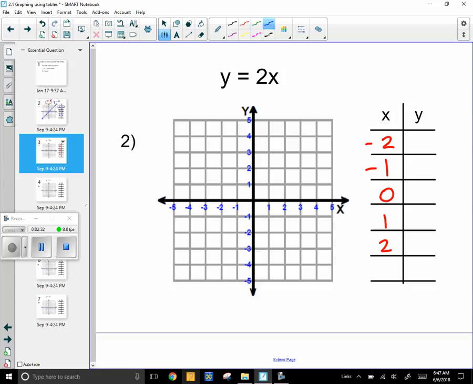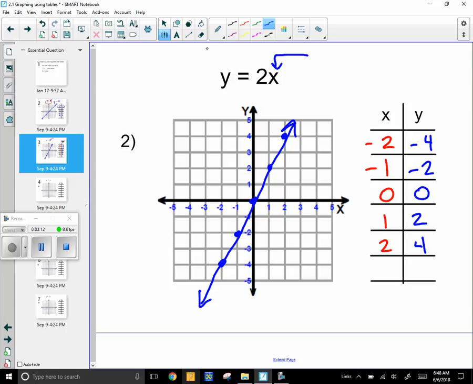If I plug in -2 for x right here, I'm just going to double it. So 2 times -2 is -4. I'm going to keep doubling every one of these. -1 times 2 is -2. So we're saying that y equals twice the value of x. We just keep doubling every single time. When we plot those points, we get -2, -4, -1, -2, 0, 0, 1, 2, and 2, 4. That's what your line looks like. It keeps going up like that.